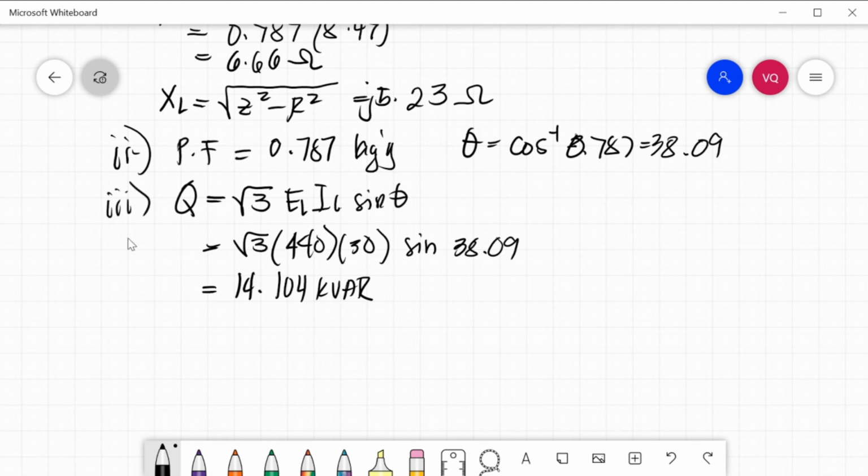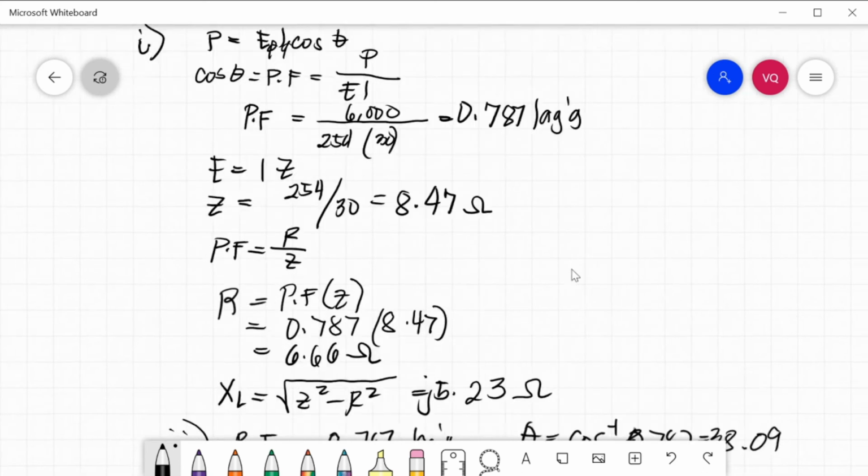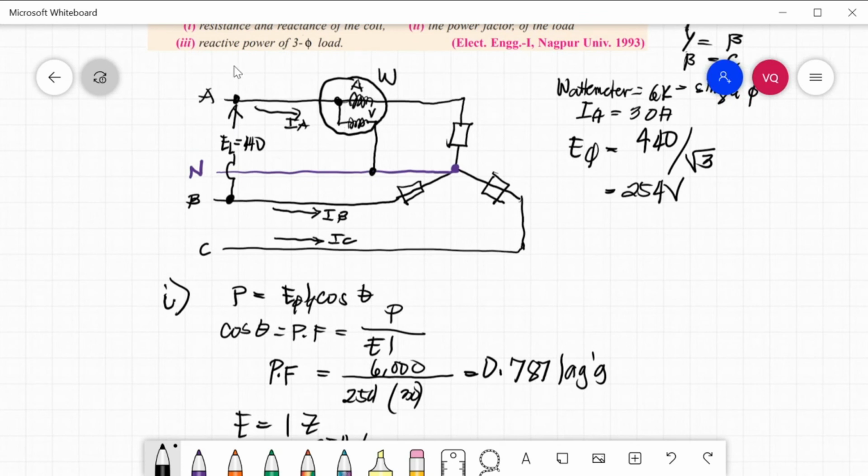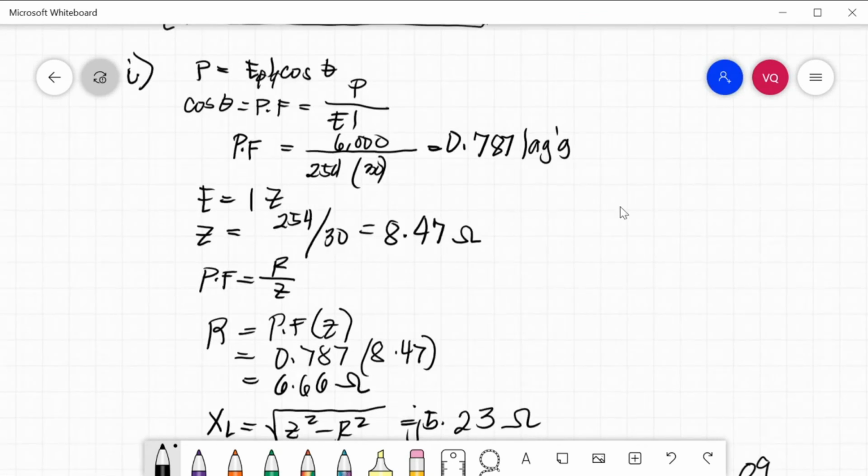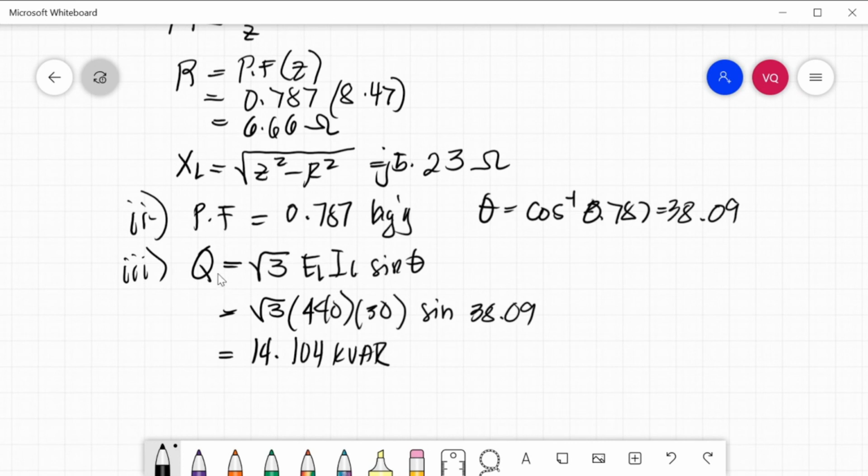The third one is solving the reactive volt ampere. This one. Reactive power or reactive volt ampere. That is Q equal to square root of 3 ELIL sine theta. So, square root of 3 times the line voltage, which is 440, times the line current, 30 amperes, times the sine of your angle, which is 38.09, so sine 38.09. You will get 14.04 kVAR.